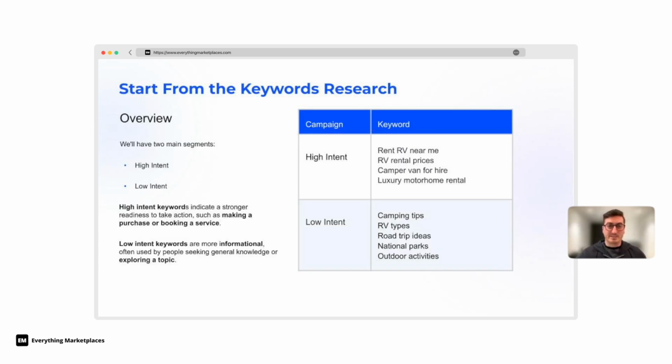A couple of other things. Here we have how to start. You need to think about what your high intent and low intent are, in this case, for example, from your demand side, but also for the supply side, since those companies run ads for supply too.